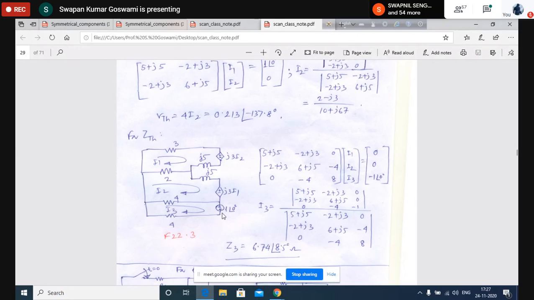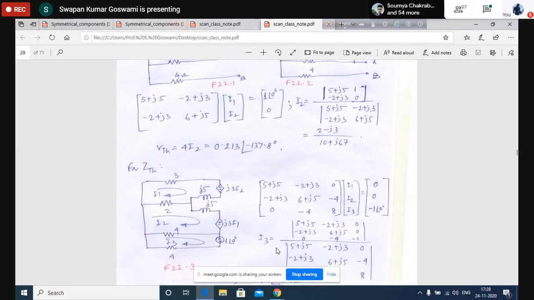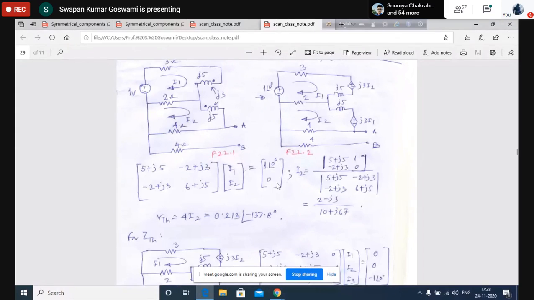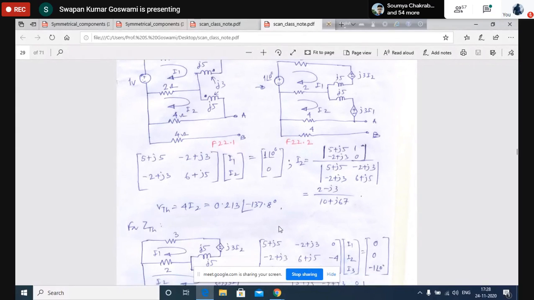Now, the impedance seen by the source will be this voltage divided by the current delivered. I3 is in this direction, so the impedance will be this voltage divided by minus I3. This voltage 1 at an angle 0 divided by minus I3 will be the impedance, and that will be 6.74 at an angle of 8.5 degrees. Okay, is it clear? The process is somewhat lengthy. You have to calculate, you have to write the equation. But the method is simple.